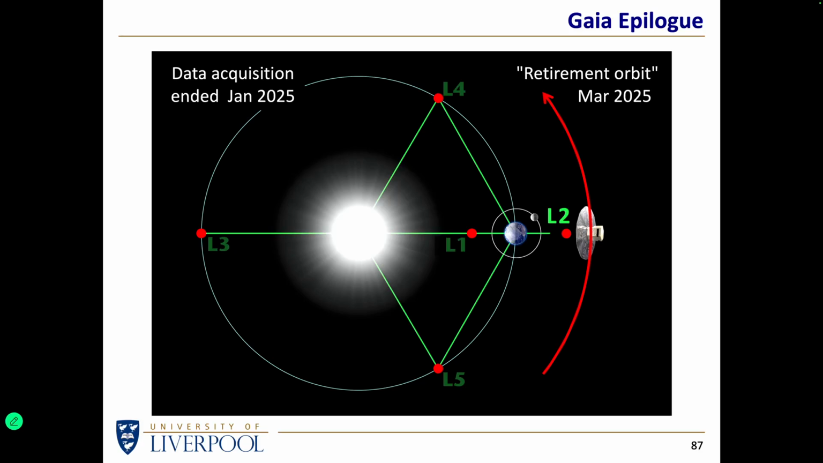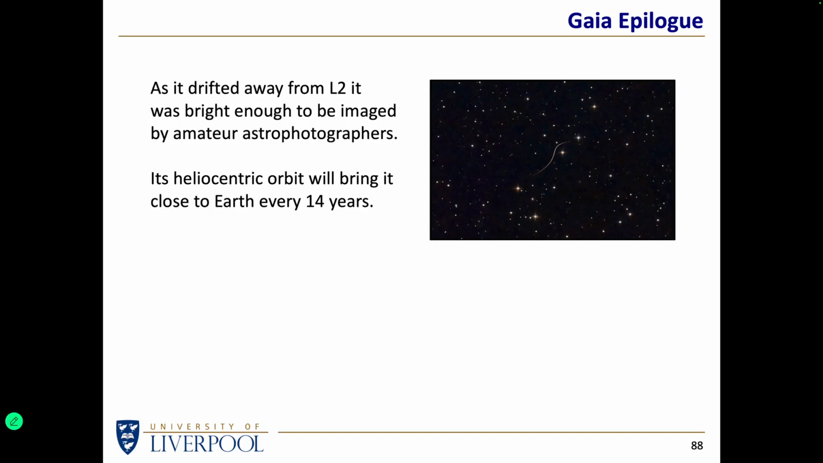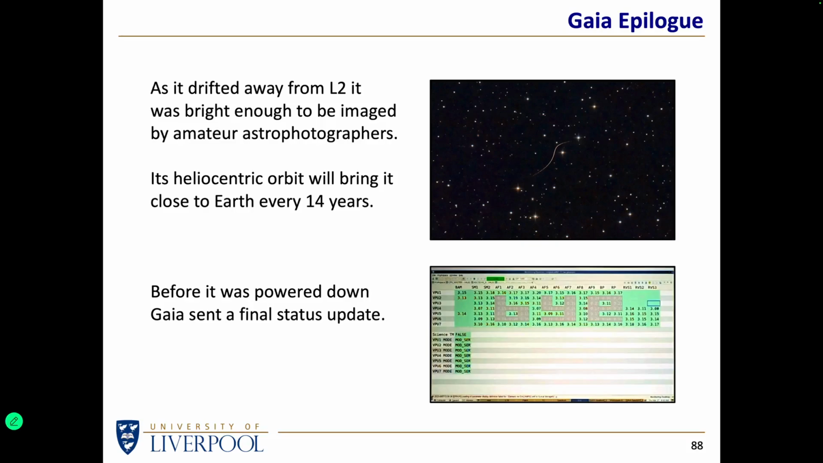So Gaia has now been removed from L2 to make more space for other spacecraft which are going to be joining the James Webb at L2 in the future. As it drifted away from L2, it was actually bright enough to be imaged, and ultimately it will come close-ish to Earth every 14 years or so, so it might be possible to see it again in another 13 or so years' time. Before it was powered down, it sent a last message.